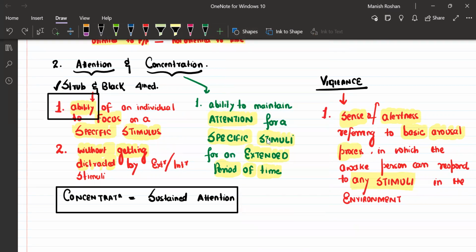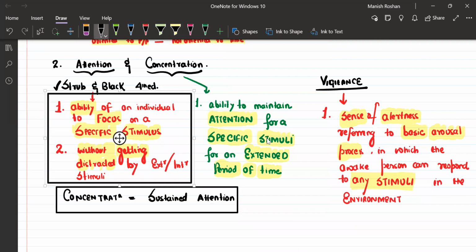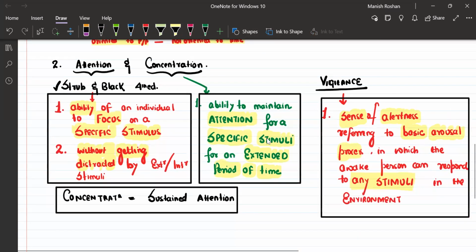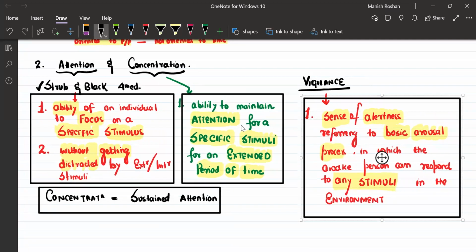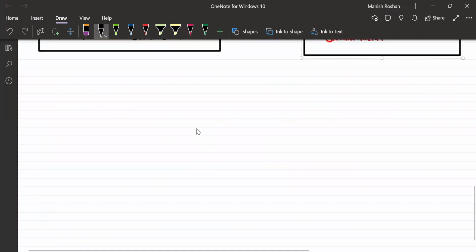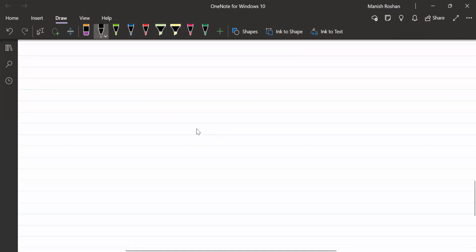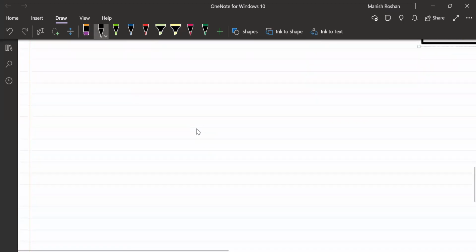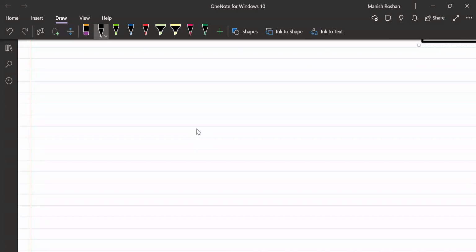So this is for attention. This is the concentration definition. And the third one is the vigilance. Okay. So we are clear with the concepts and the definitions. Let's now focus on the testing of attention and concentration. So how to test for attention and concentration?